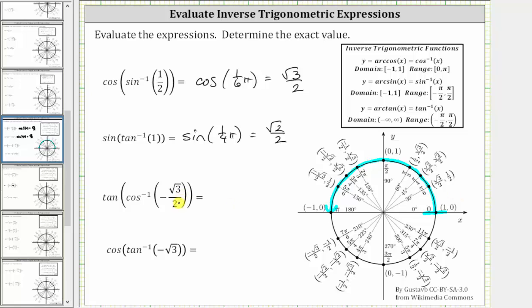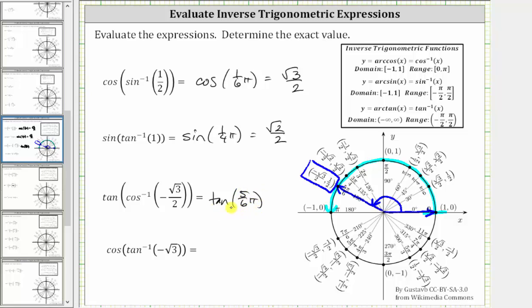Now we find the point on the unit circle in this interval where the x-coordinate is equal to negative square root 3 divided by 2, which is this point here, and therefore the terminal side of the angle in the interval that has a cosine function value of negative square root 3 divided by 2 has its terminal side here, initial side here, and therefore the angle in the interval is 150 degrees, or in radians, 5/6 pi radians. And therefore this simplifies to tangent of 5/6 pi radians.